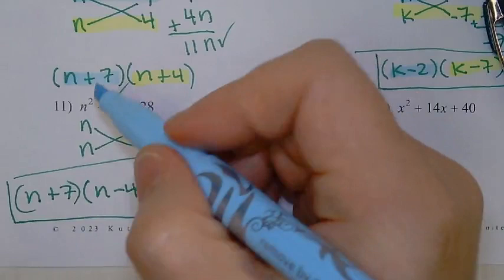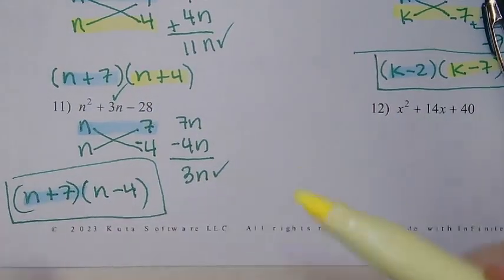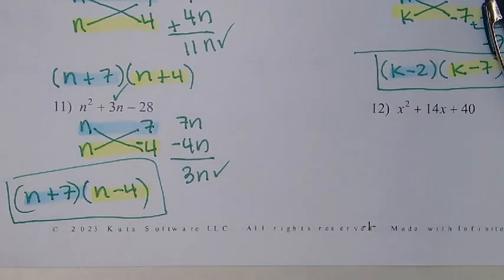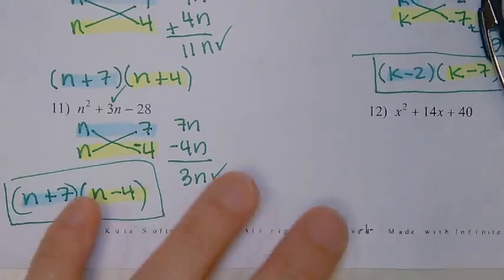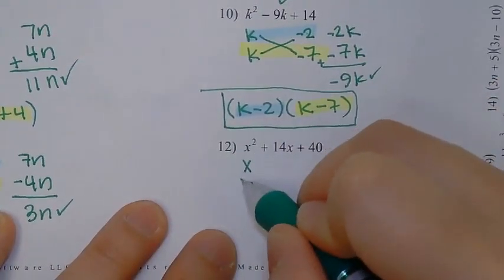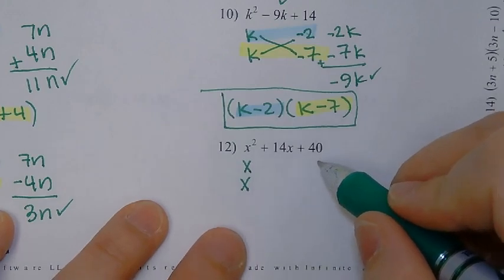All right, again, I'm going to highlight it to remind ourselves we're going straight across. We're not going crisscross for the answer. That's a bad day. All right, we're on our last one for this page. Yay. So we got x times x, and two numbers that multiply to 40 are 8 and 5.